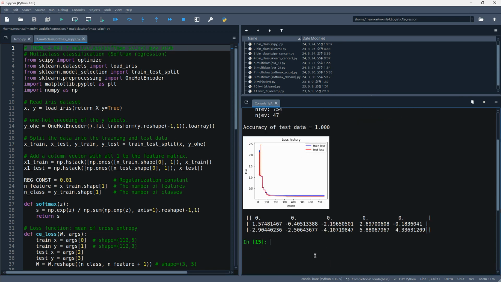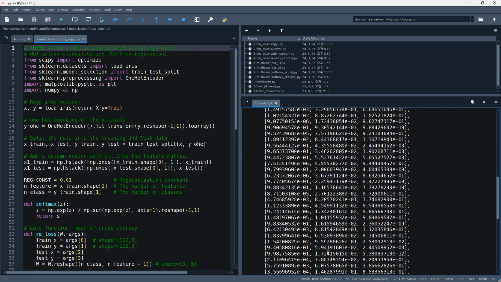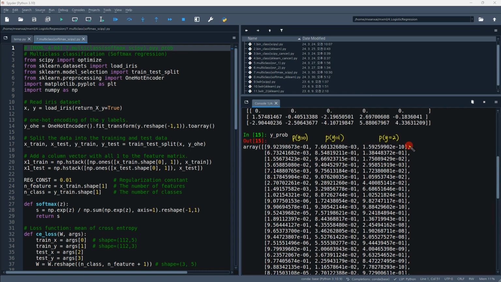Let's check the predicted probabilities, y-prob, for the classes of the test data. The probabilities for each class are as follows. For the first test data point, the class y is predicted to be 0 because the probability that y is 0 is highest.